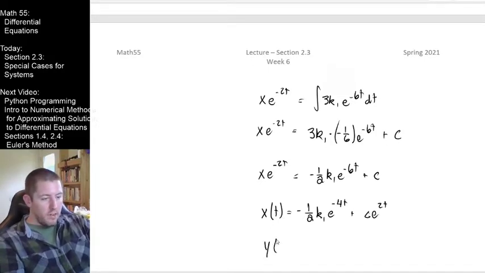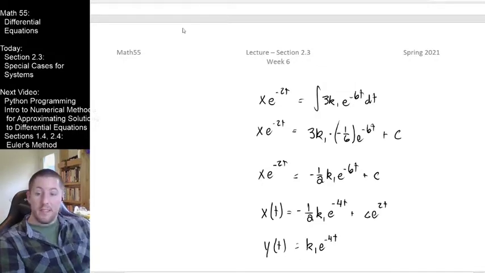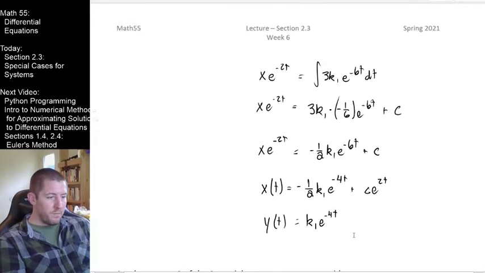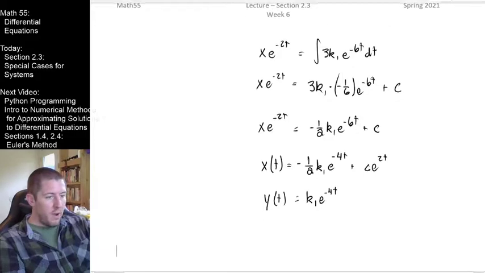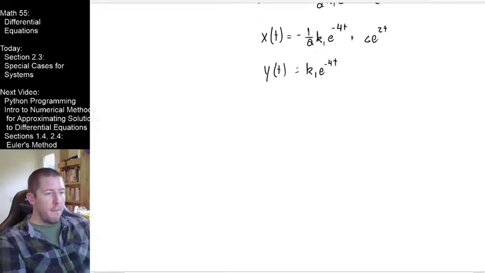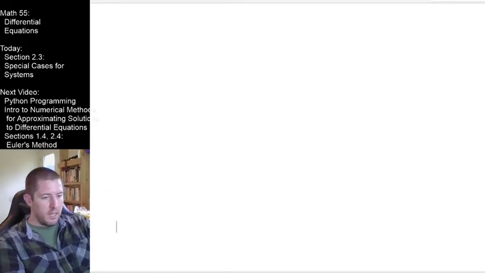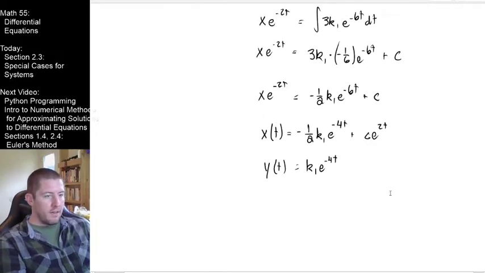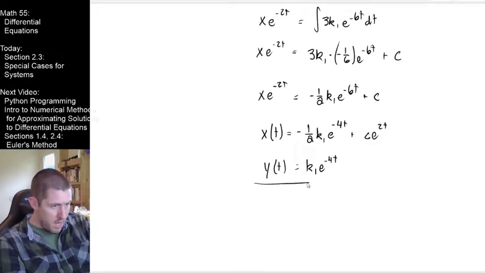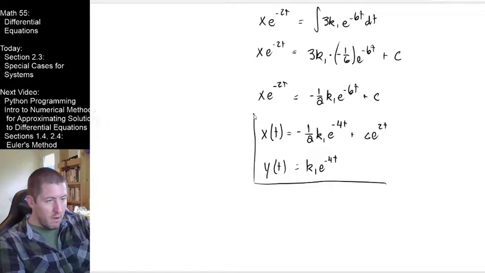I know my general equation for y was k1 e to the negative 4t. So it looks like I now have my solution to our system. I've found the equations x of t and y of t that make the entire system work. So here's my overall solution right here.